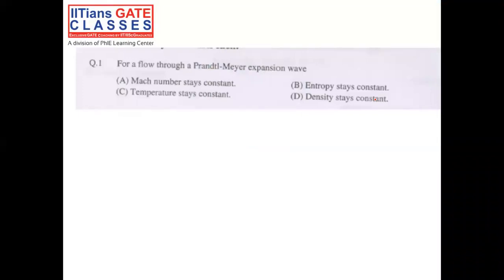First question. For a flow through a Prandtl-Meyer expansion wave, which of the following options are correct? That is, Mach number stays constant, entropy stays constant, temperature stays constant, density stays constant.